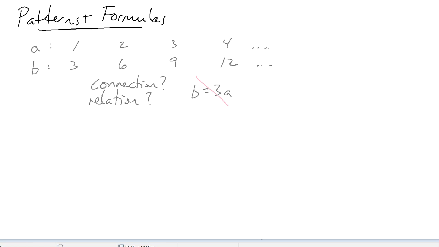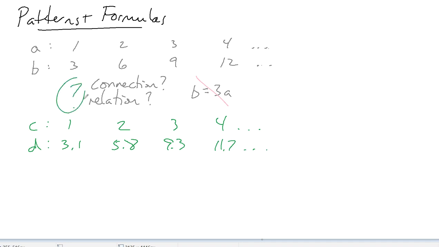The same way if I gave you a different set of numbers, C and D values, and the C values are 1, 2, 3, 4, and my D values were 3.1, 5.8, 9.3, and 11.7. And I asked you the exact same question. What is the connection? What is the relationship between C and D? Just saying that D is equal to 3 times C would fail, because not one time does that work. So it's not really about how to calculate one from the other. It's about how do the numbers change.